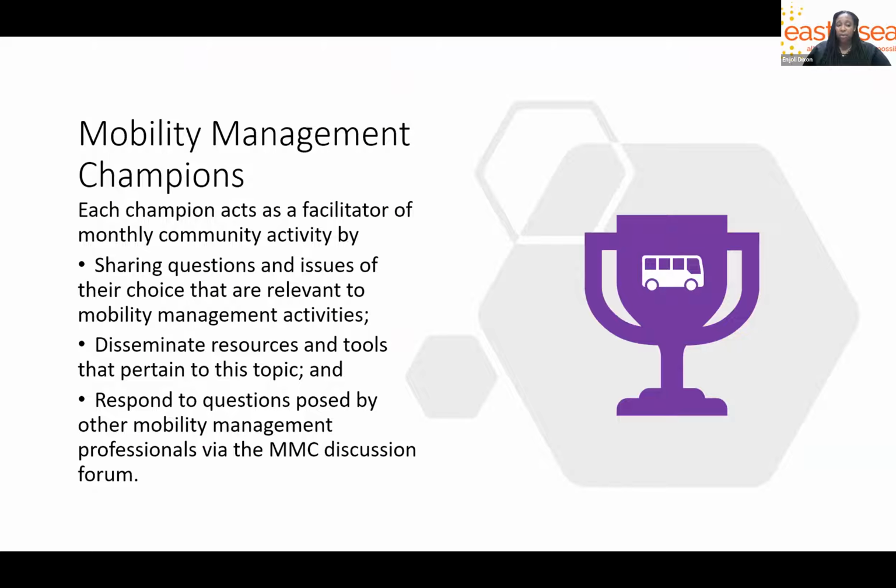And this is a platform where we have champions. We have a lot of tools and resources. We have webinars, book clubs, a lot of community monthly activities, and also discussions where you can post things and get feedback. It's just another way to network with your peers across the country, even across the world, to see what mobility management activities they are conducting. Very, very helpful tools. And so we invite you to join this platform.